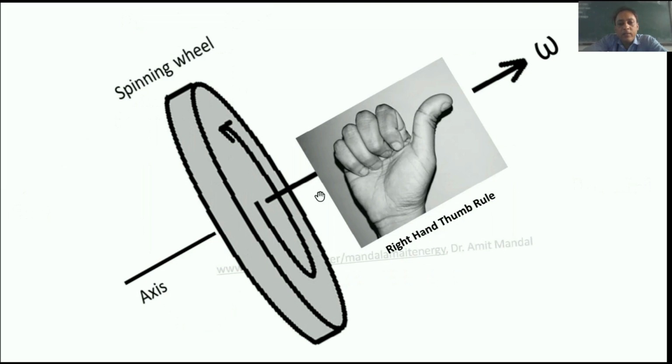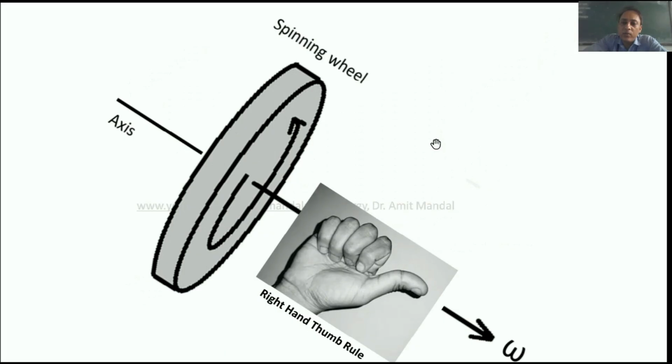Now in case the wheel spins in this plane, also, just to help you understand, the direction of the curl of the fingers will tell the direction of rotation of the wheel, and perpendicular to the wheel is the direction of angular velocity. In this case, the wheel is spinning like this, so the curl of fingers matches, and this is the direction of omega.